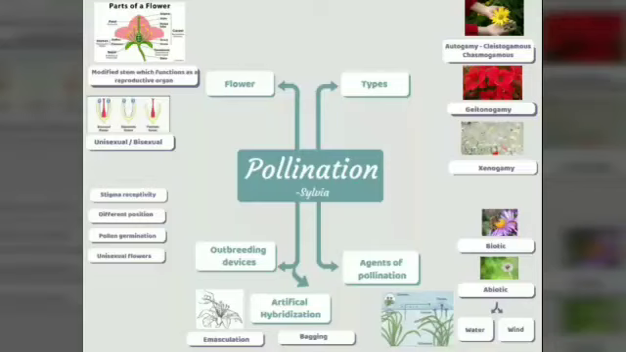Other parts of a flower are petals and sepals. Petals attract pollinators and are usually the reason why we buy and enjoy flowers. The sepals are the green petal-like parts at the base of the flower.